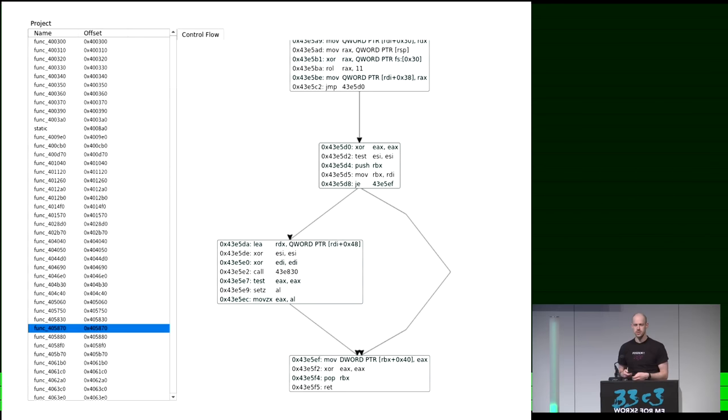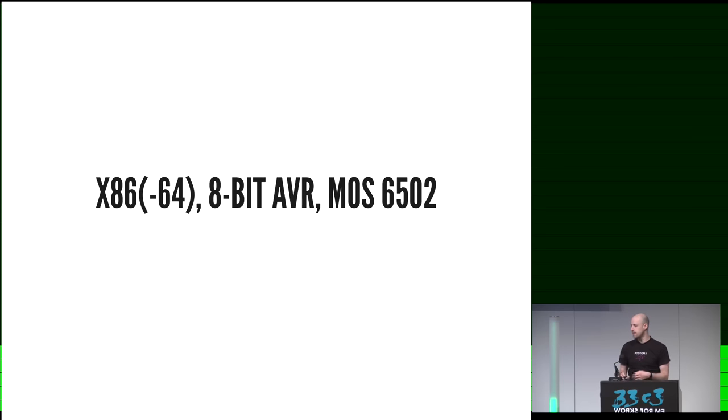So this is what it looks like. You can open a binary. It will start disassembling and give you a list of functions. You can click on one of the functions, and it will display the control flow graph. You can pan around in the control flow graph, zoom it, add comments, and we'll explore the application.